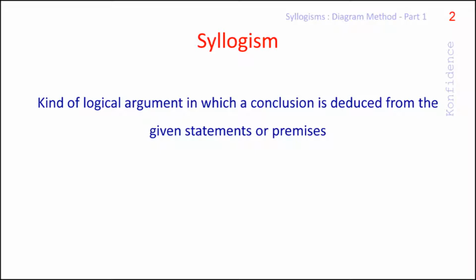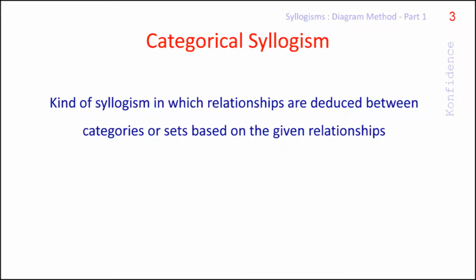A syllogism is a kind of logical argument in which a conclusion is deduced from the given statements or premises. A premise or a proposition is a statement that is assumed to be true. We can see a lot of questions based on categorical syllogisms in aptitude tests. A categorical syllogism is a kind of syllogism in which we try to deduce relationships between categories or sets based on the given relationships.